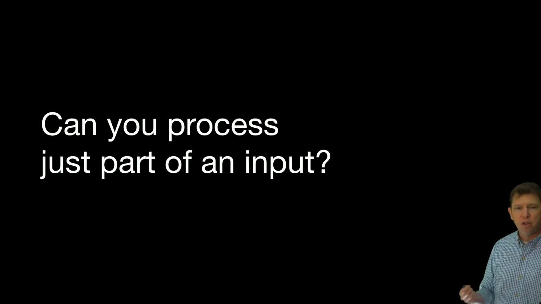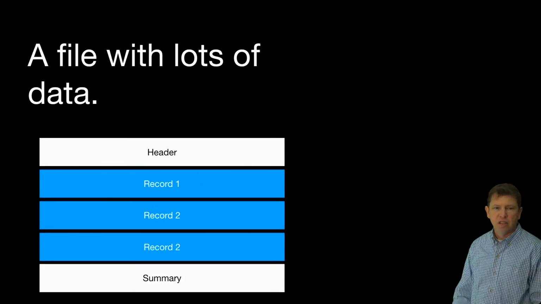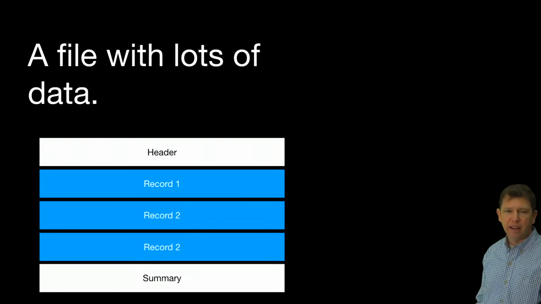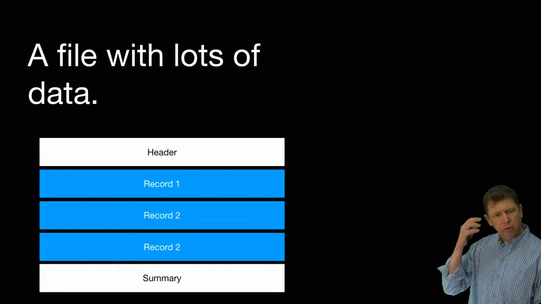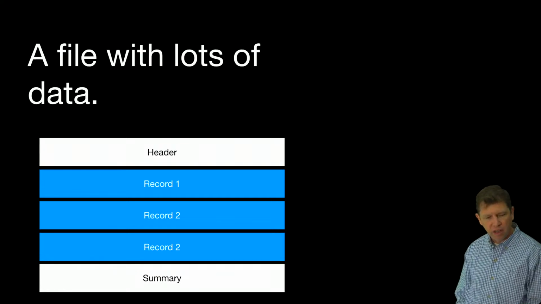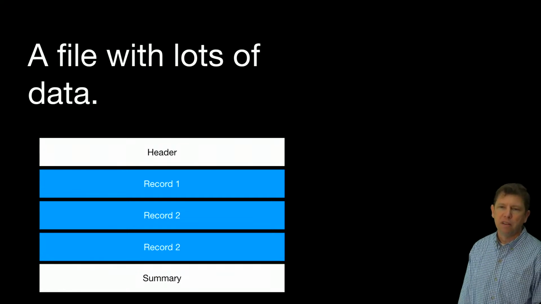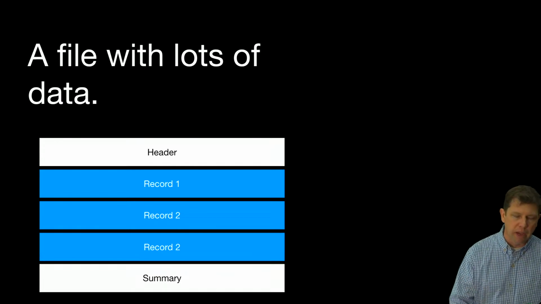So here's another pattern for splitting stories. A file with lots of data. So here's lots of data. I've got a header, lots and lots of records. And evidently here we've got duplicate records. There's hundreds of records in it. Well, what's the first thing we can do to process this file to start showing that we're making progress?